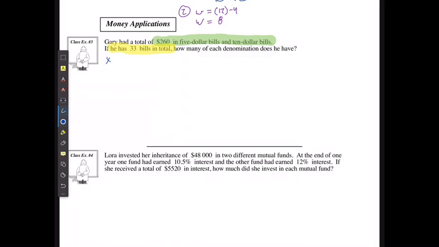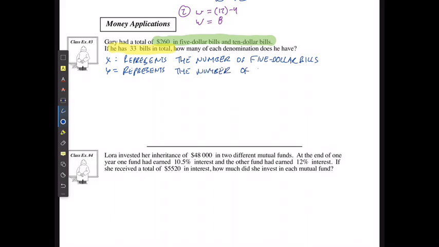I'm going to say x represents the number of $5 bills. And y is going to represent the number of $10 bills.